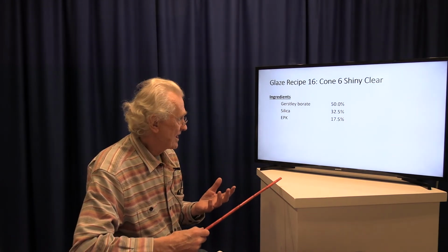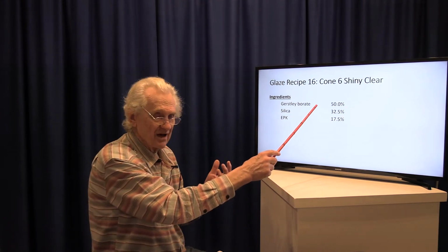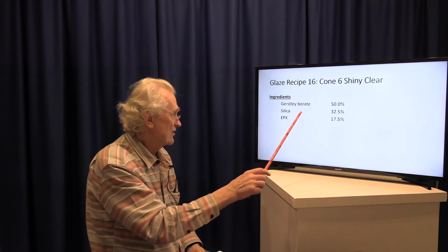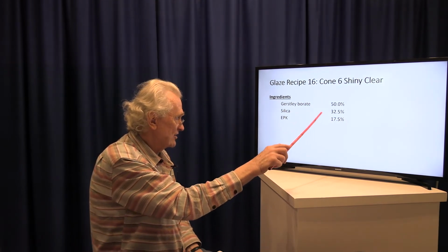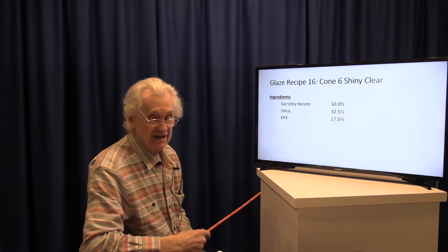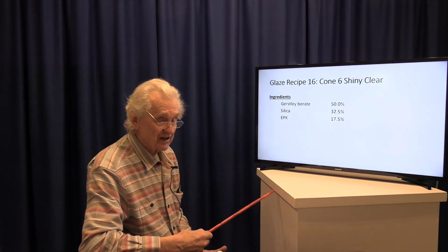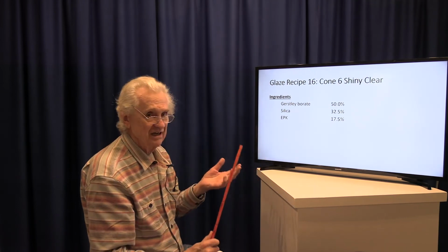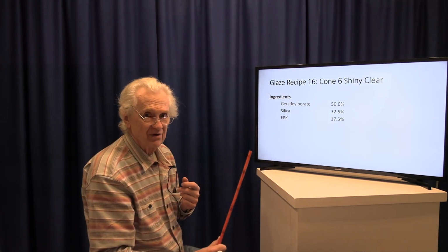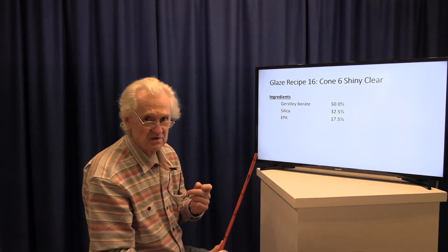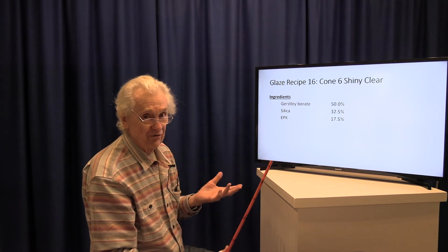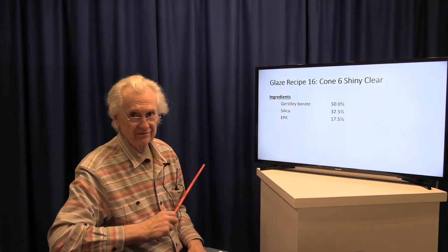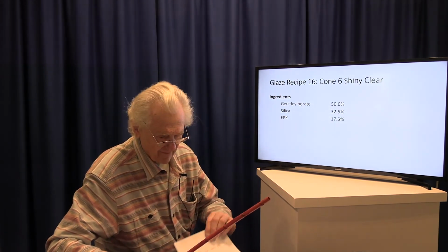And we go, uh-oh, half of my ingredients is this Gerstley borate that contains a lot of clay. So I can say, well, is there a good chance that this is going to crawl? Yes, and it does. It's a nice glaze. If it doesn't crawl, it makes a nice, glassy, clear, shiny, true to its name, glaze. But it's a good chance, especially if it's applied a little on the thick side, it's going to crawl because of the bentonite that's hidden in the Gerstley borate. Okay.